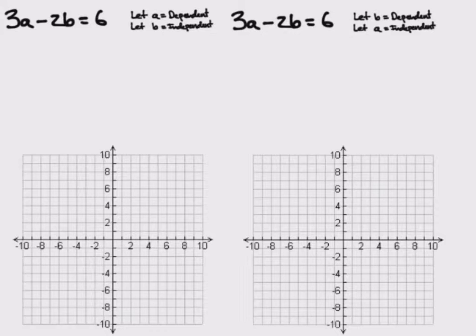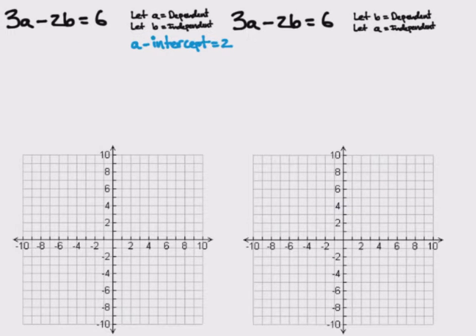Now, what's really nice is that no matter what's the dependent variable or what's the independent variable, finding the intercepts is no different. And I'm sure you can tell very easily looking at either of these equations, if we set b equal to 0, we're going to just end up with 3a equals 6, leaving a equals 2, so of course our a-intercept is going to be 2.